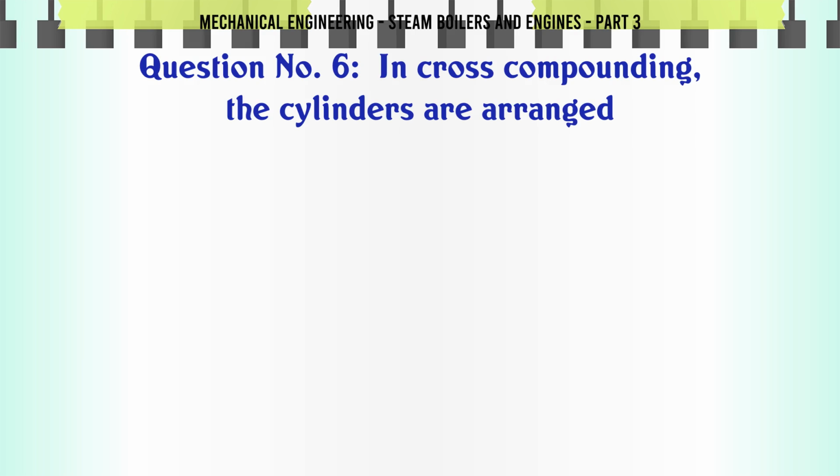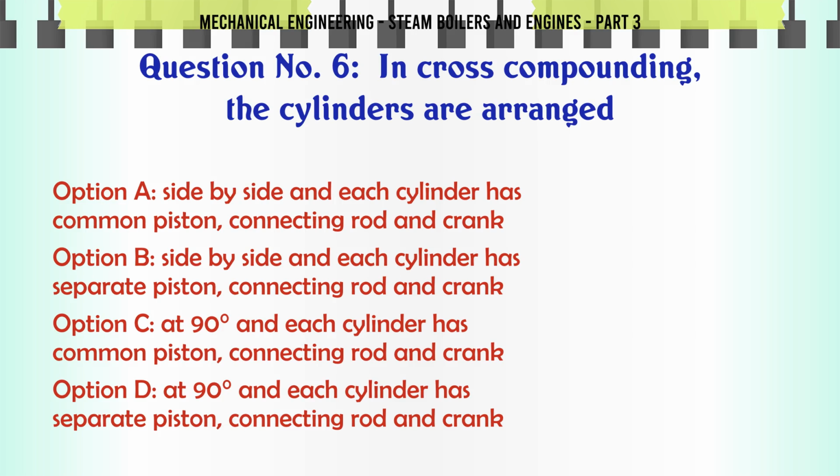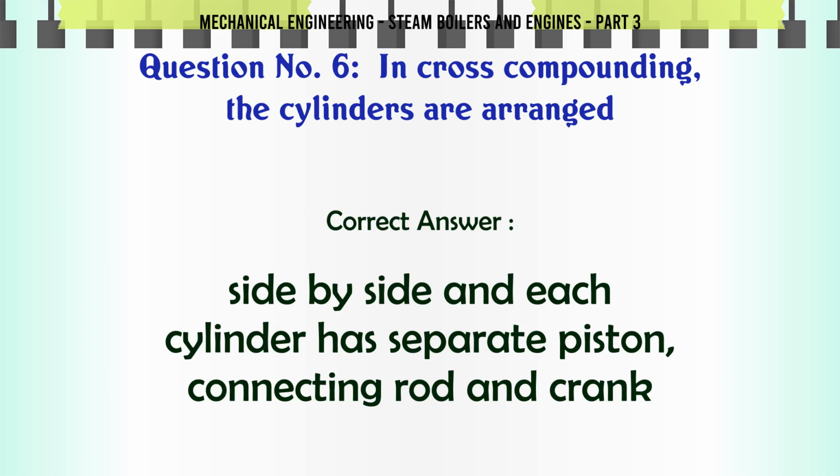In cross-compounding, the cylinders are arranged A. side by side and each cylinder has common piston, connecting rod and crank, B. side by side and each cylinder has separate piston, connecting rod and crank, C. at 90° and each cylinder has common piston, connecting rod and crank, D. at 90° and each cylinder has separate piston, connecting rod and crank. The correct answer is side by side and each cylinder has separate piston, connecting rod and crank.